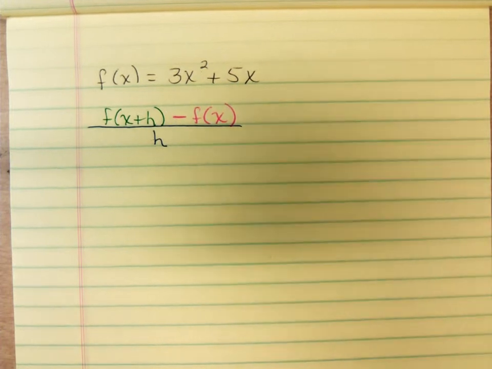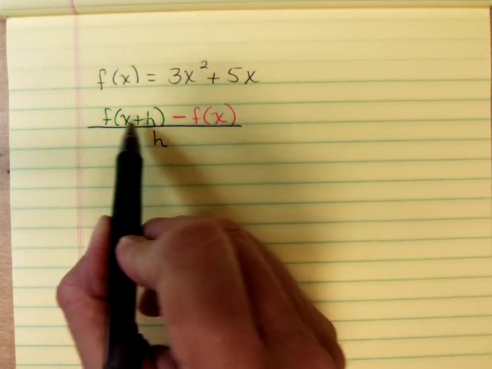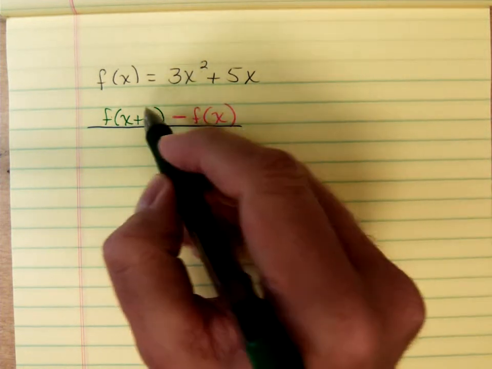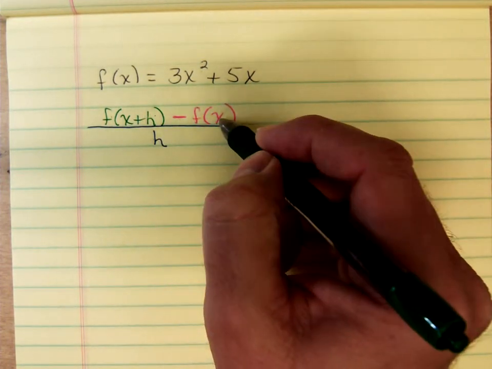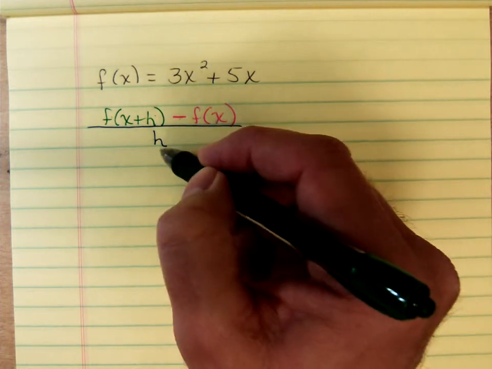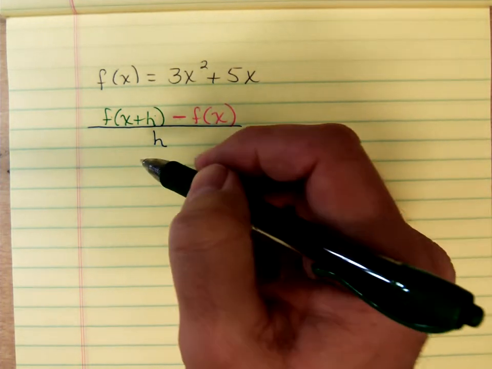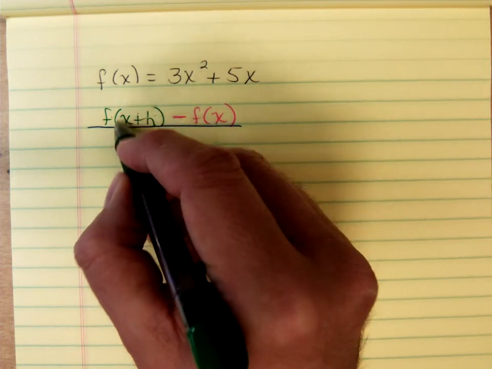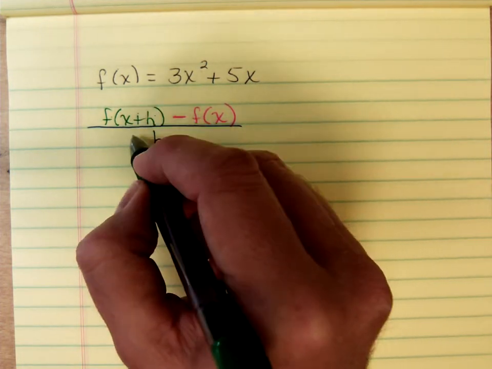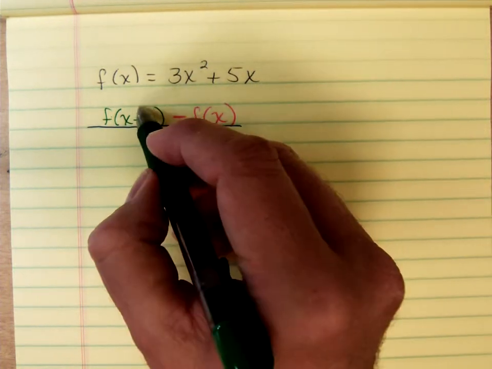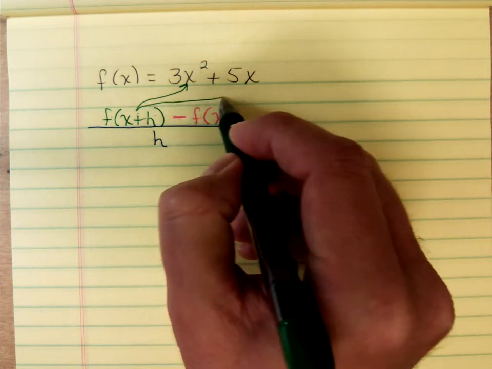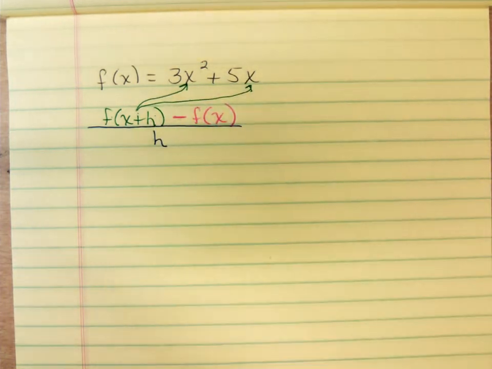I'm going to start off by finding f of x plus h, using green for that. Then the take away f of x I'll do in pink, and the divide by h in blue. To find f of x plus h, whatever's inside the parentheses, you plug in for x. In place of that black x, we're going to put x plus h.